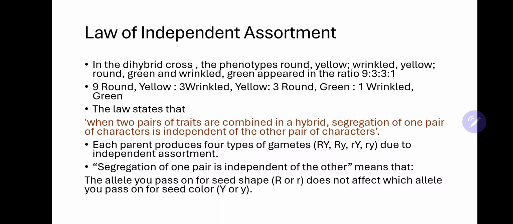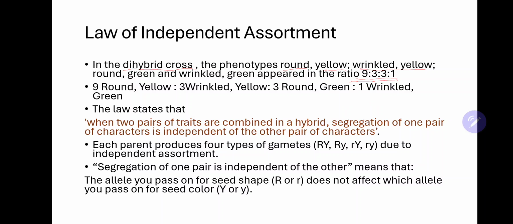So in the last class we have studied about the dihybrid cross. From that cross we have derived a law known as the law of independent assortment. Okay, so let's explain what is the law of independent assortment. In the dihybrid cross, which we have discussed in the previous class, the phenotypes were round yellow and wrinkled yellow. Okay, and they appeared in the phenotypic ratio 9 is to 3 is to 3 is to 1. That is 9 round yellow, 3 wrinkled yellow, 3 round green and 1 wrinkled green.